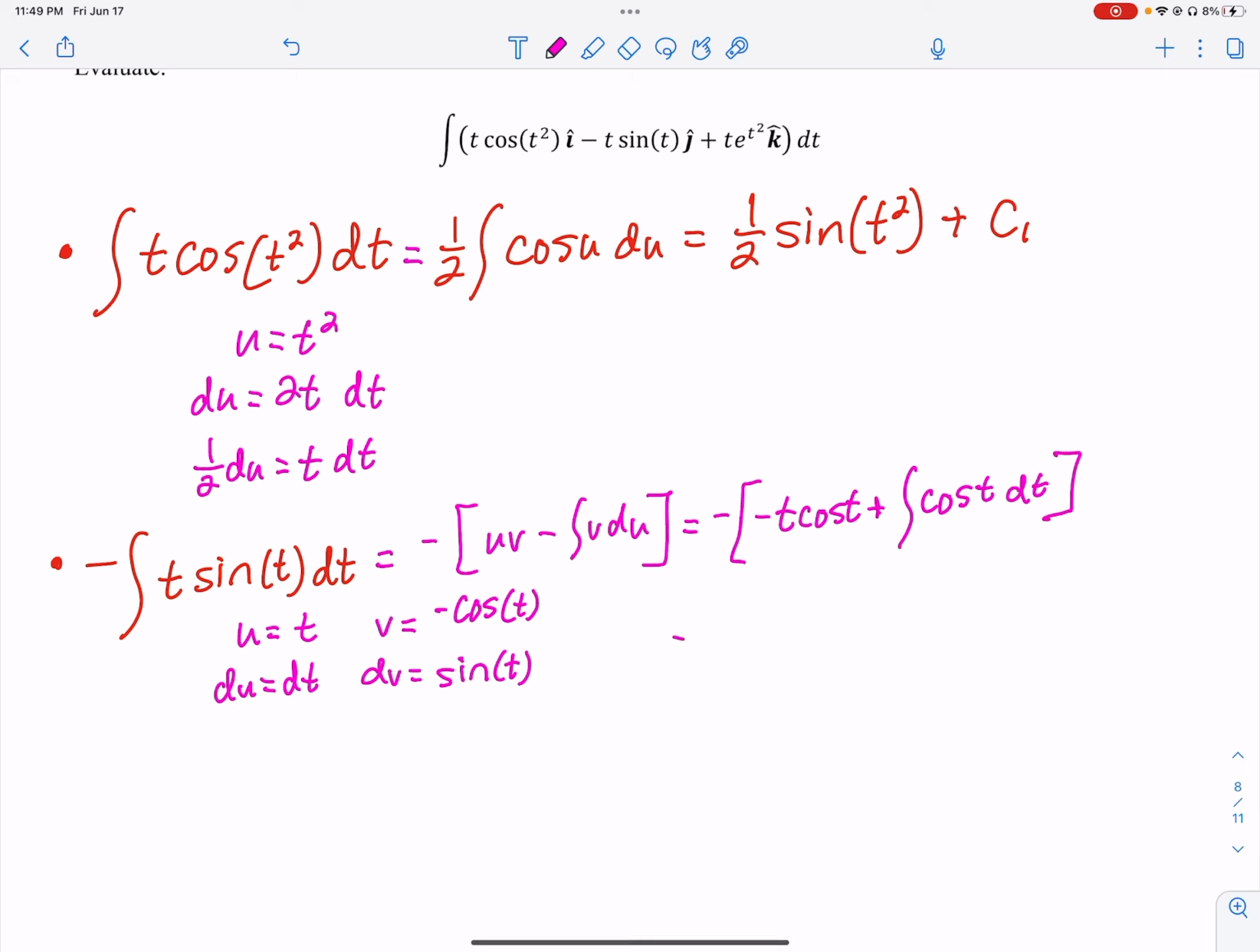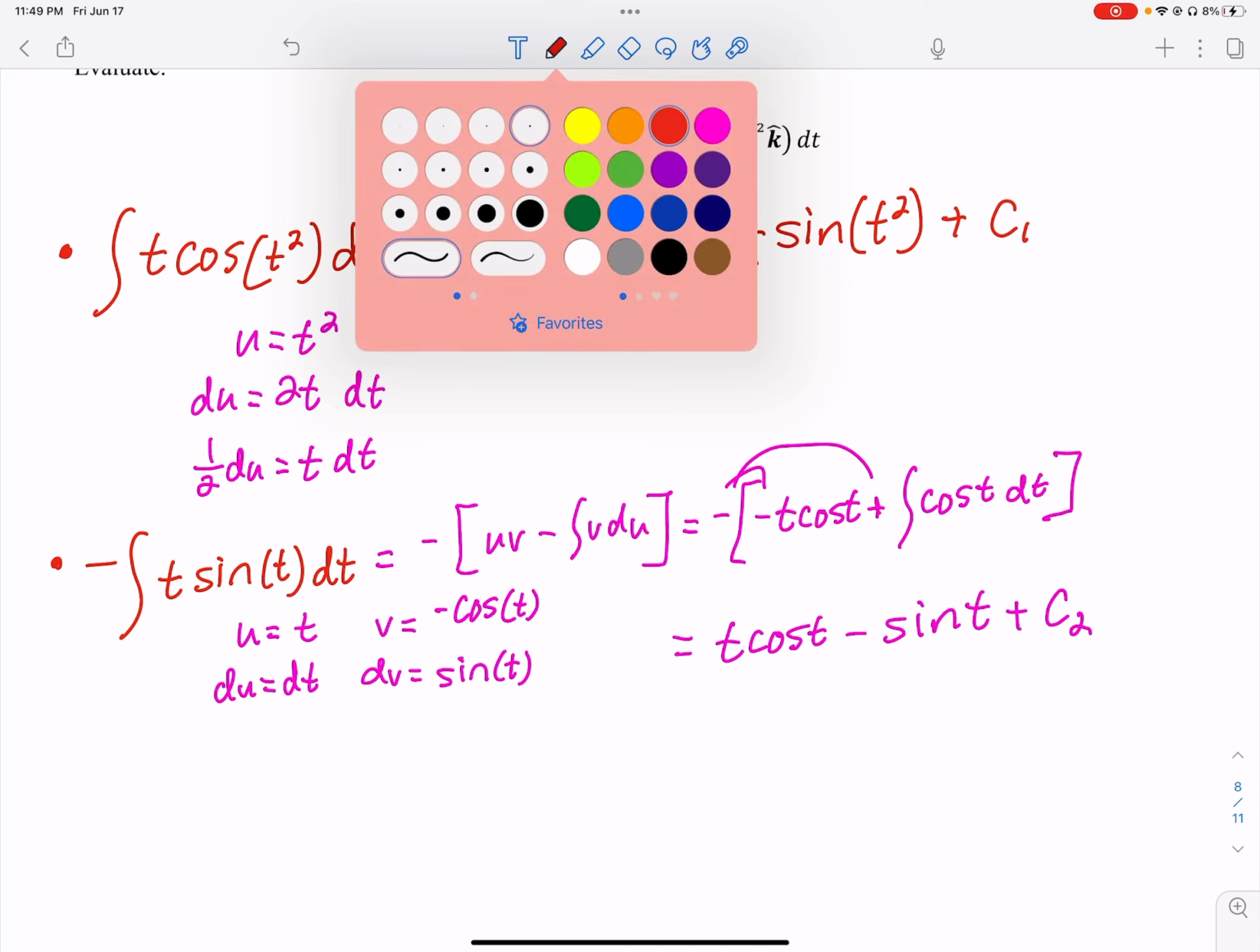That is now a nice pretty integral that we can handle. This becomes t cosine t. And then we get, it's going to be a minus because that distributes to both of these, minus sine of t plus c2. That is my j component. Oh, I should have switched back to red. Sorry for those of you that will bother.